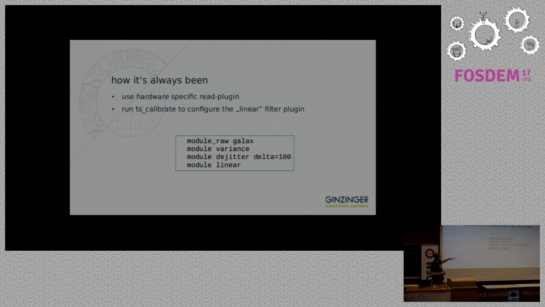And you would apply, in this case, three filters to it. You know what they actually do. Variance tries to filter out huge jumps in touch samples that shouldn't be there. Dejitter is for when you don't move your pen or finger. Especially on resistive touchscreens, the hardware would have jitter. And linear does a real linear transformation of your X and Y positions.